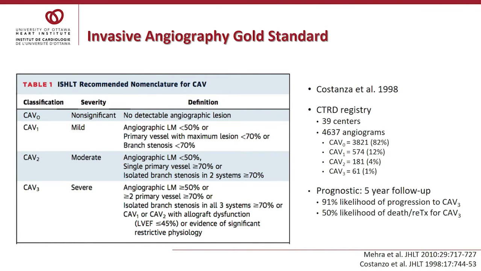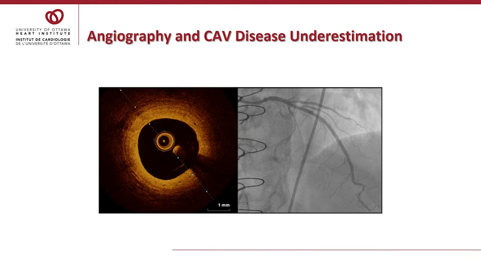And this classification system is prognostic and has been prospectively shown in contemporary cohorts to provide prognostic information. But it is relatively insensitive for truly assessing the burden of CAV.